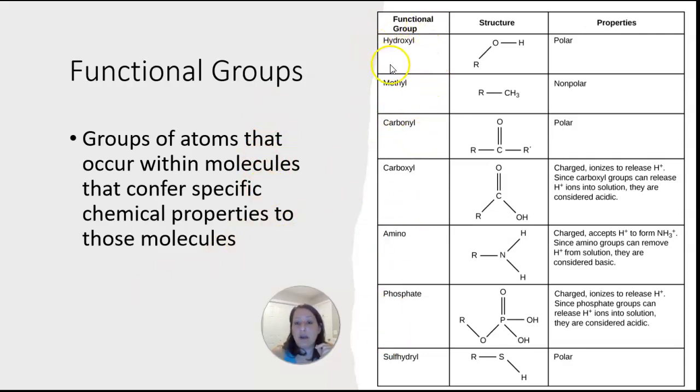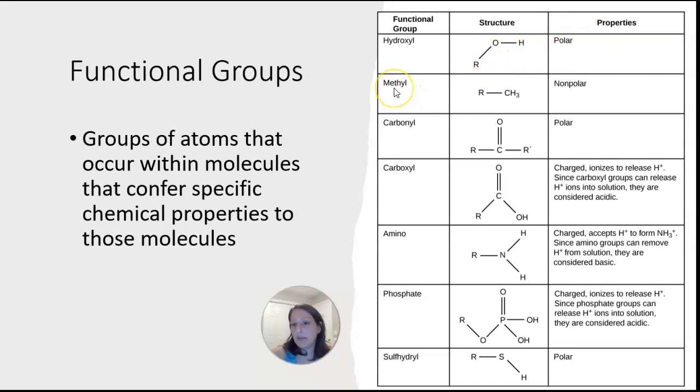We will build the hydroxyl group, which is also called the alcohol group. The R here stands for whatever molecule this is attached to. The hydroxyl group is made up of an oxygen covalently bonded to a hydrogen. And a hydroxyl group, because of this oxygen, will give the molecule polarity. Okay, we'll have a partially charged region because of this oxygen.